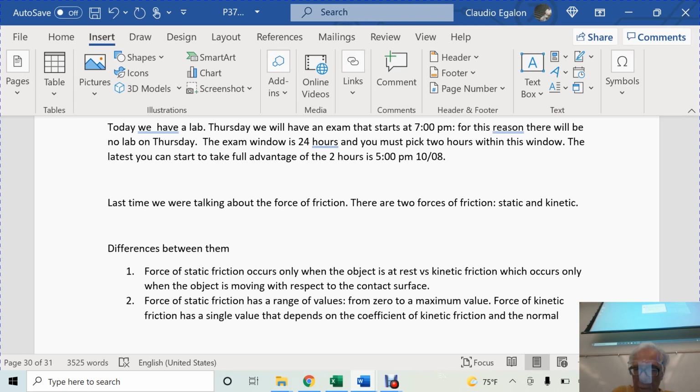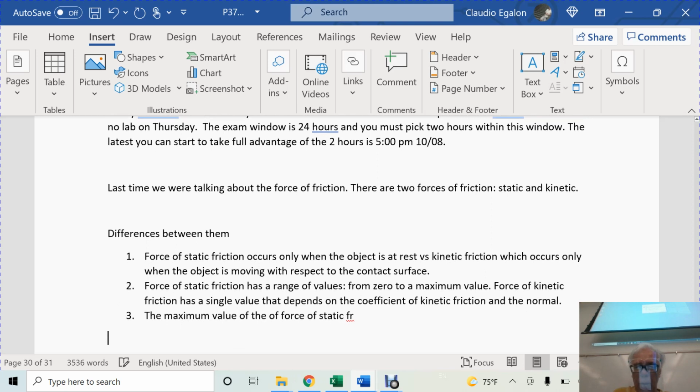What else, I can put another difference. Okay, three. Not force of static friction, the maximum value of the force of static friction is usually greater than the force of kinetic friction. Those are the differences, right?